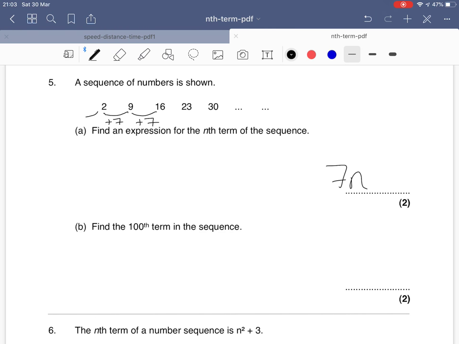Go back one. So we're going to take 7 from 2. So something plus 7 is 2. So that's minus 5. So it's 7n minus 5.